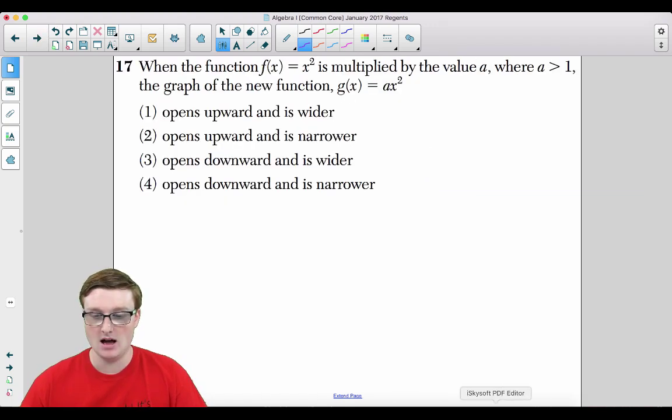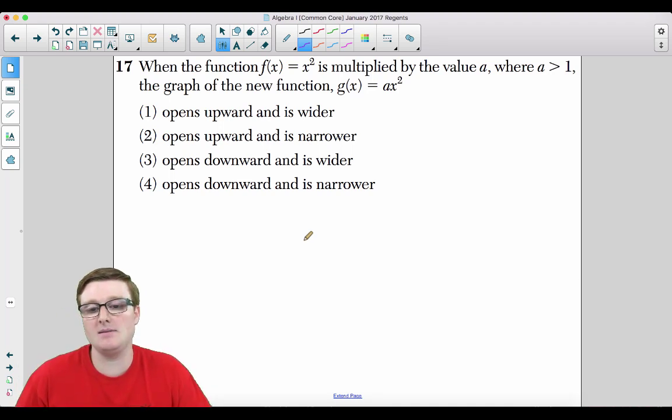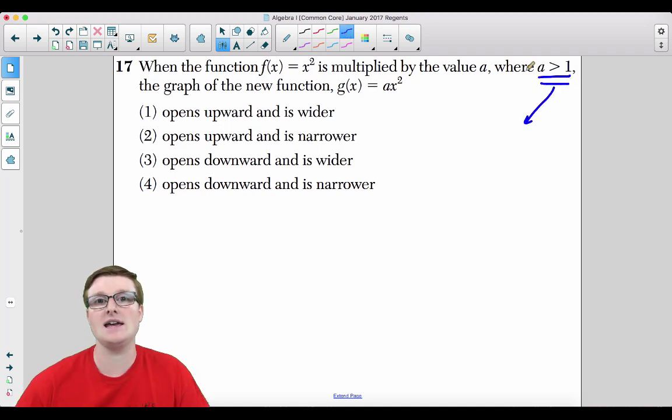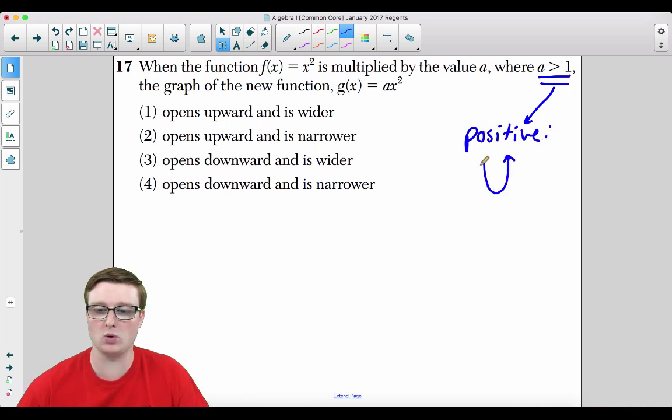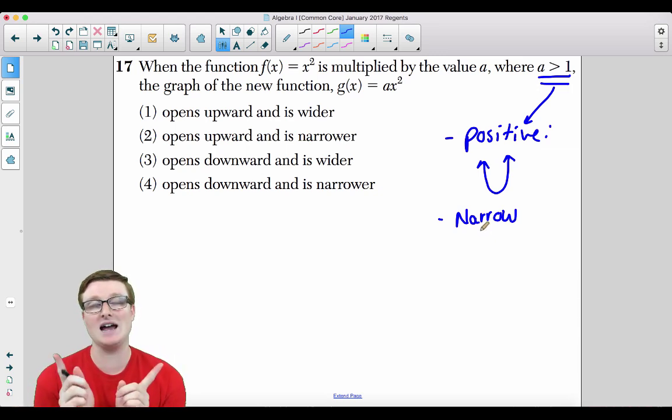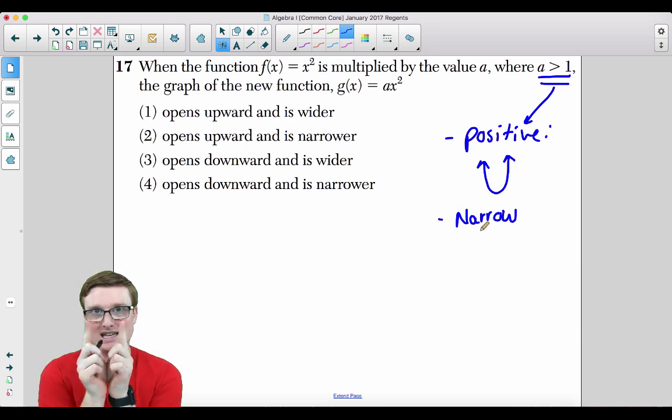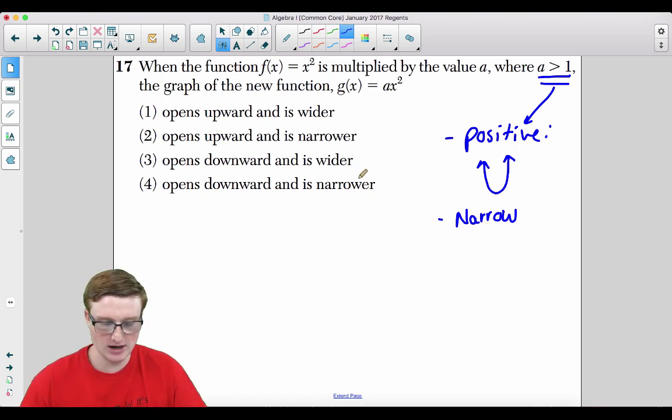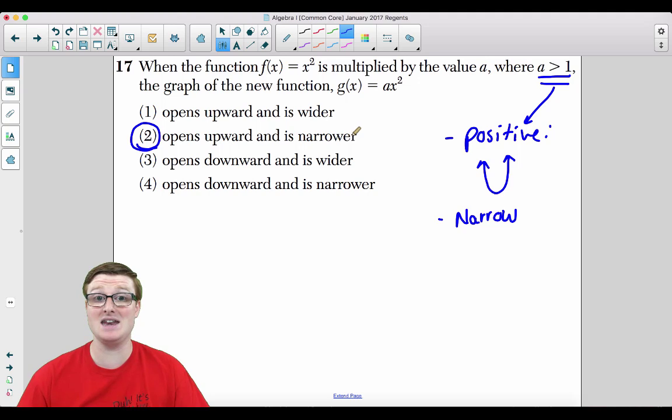Moving on to 17. All right, so it says here, when the function f of x is equal to x squared is multiplied by the value a, where a is greater than 1, the graph of the new function, g of x equals a x squared, is what? So when a is greater than 1, it has a couple effects. First of all, it's positive, so therefore the parabola opens upward. Okay? And if it's greater than 1, it is going to be a narrow graph because it's dilating it by a scale factor that's greater than 1. It's going to shrink or get more narrow. So your answer is going to be choice 2, opens upward and is narrower.